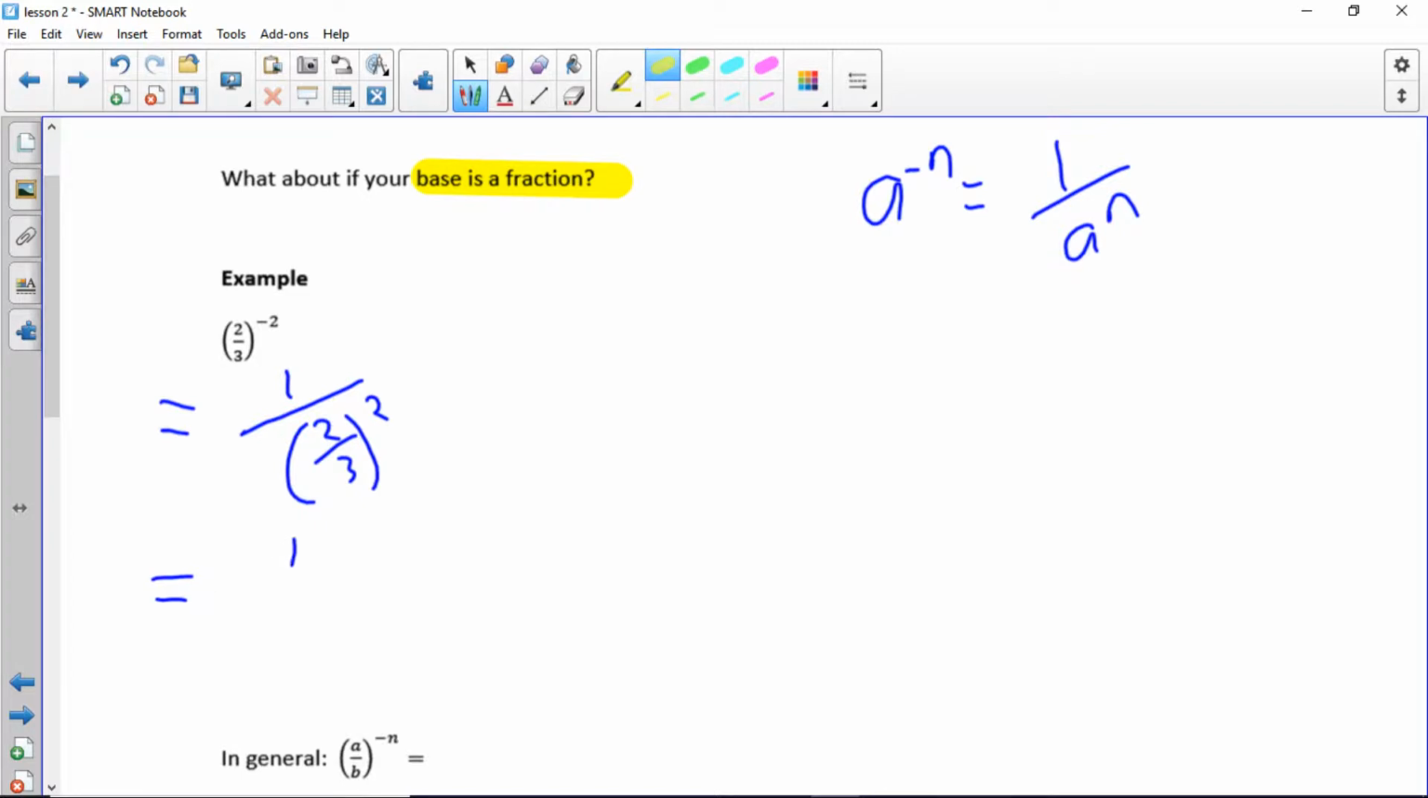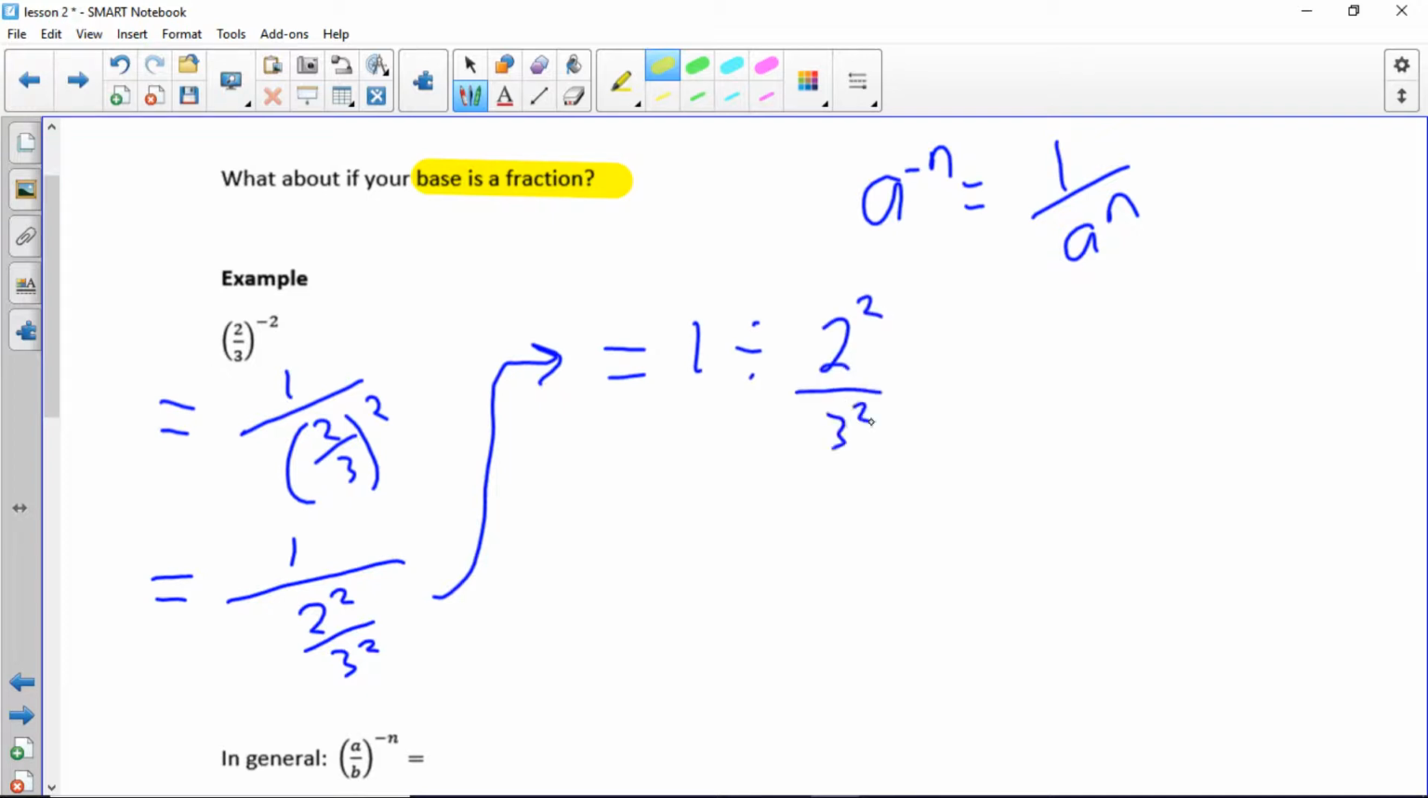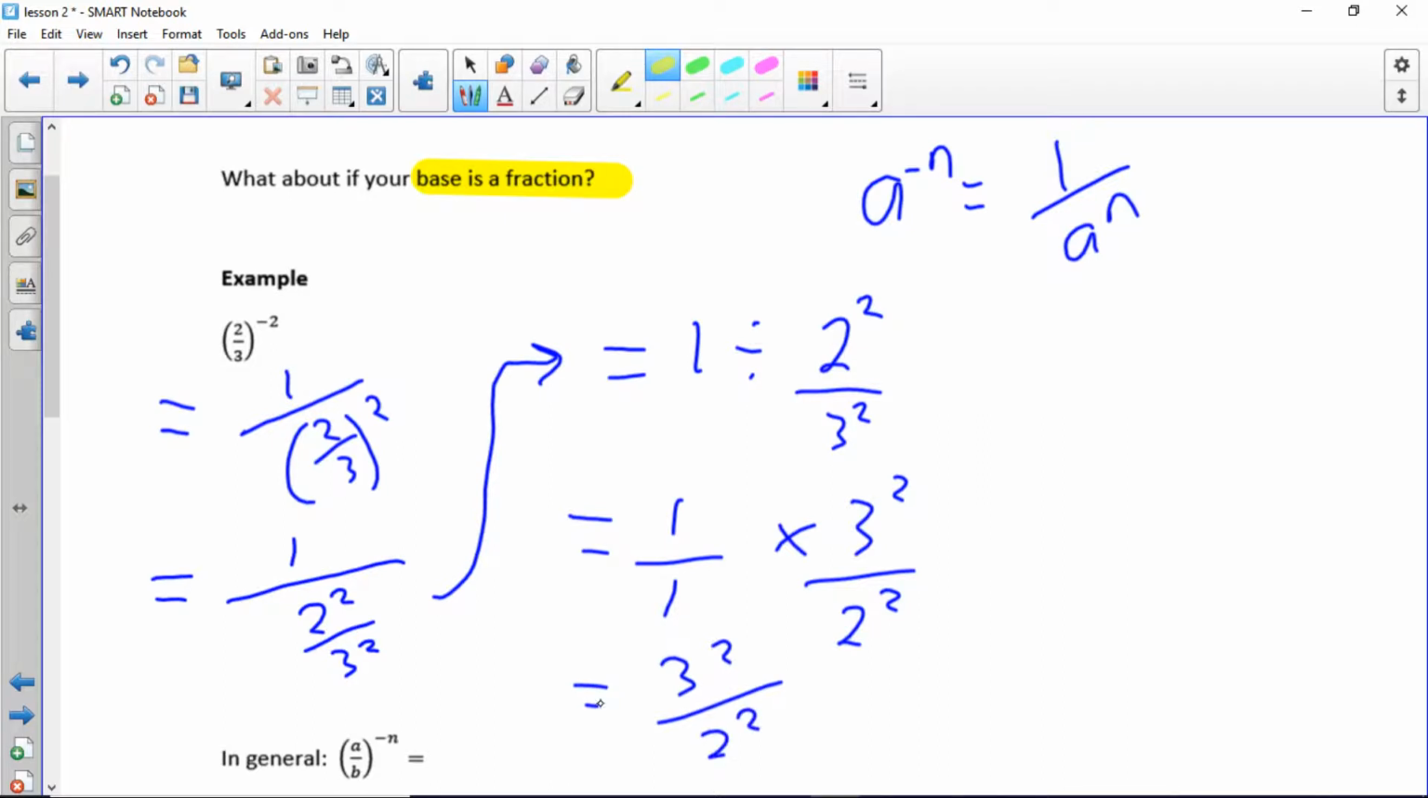Now, 2 squared over 3 squared is technically 1 over 2 squared over 3 squared. Now, I know that that's 4 over 9, but I'm just going to leave it like that for now. How do you handle a fraction in a fraction? Well, you treat the big fraction as if it's a division symbol. How do you divide fractions? Well, you multiply by the reciprocal. So this is like 1 over 1 times 3 squared over 2 squared. And multiplying by 1 is really easy. I just get 3 squared over 2 squared.